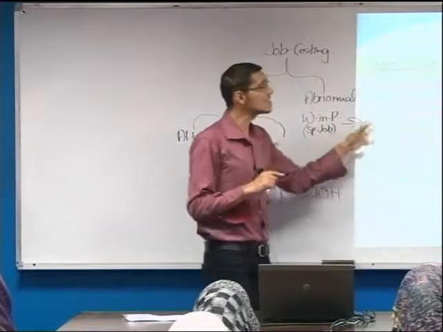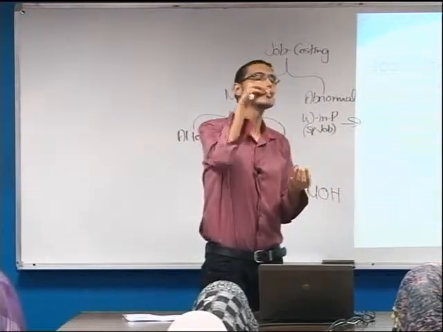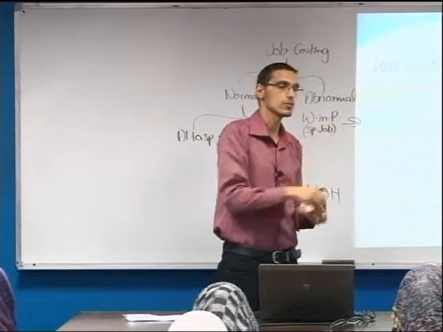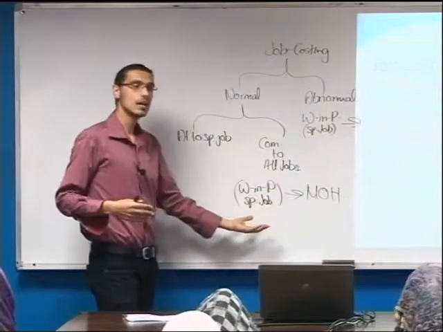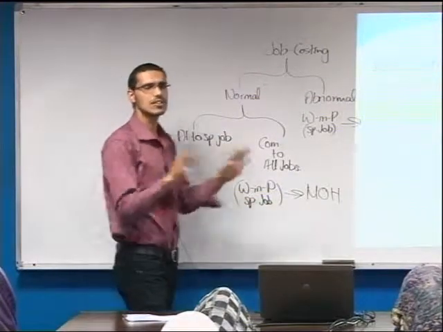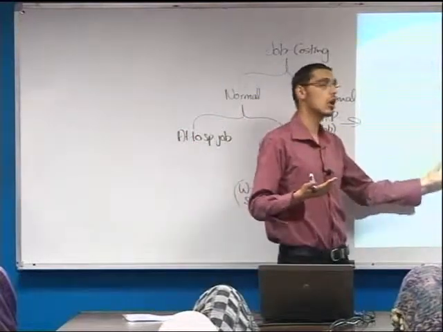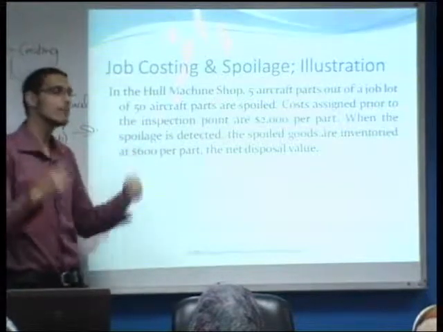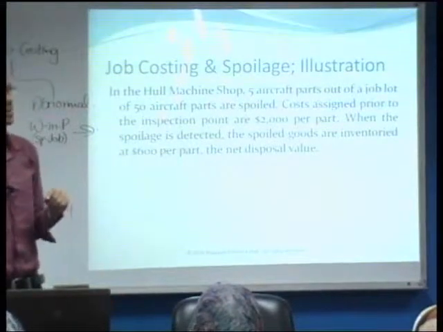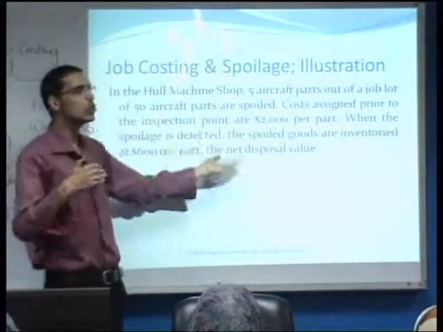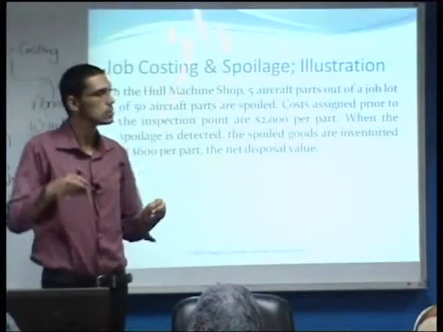Now, in this example, we are to consider what if we have a disposal value for these spoiled units. Of course, according to the process costing examples we have just considered, we did not consider that we have any disposal value. But now let us see how the treatment will be different if we have a disposal value. Of course, this point was discussed the last time. So if we have a disposal value, what would we do to the spoiled units?